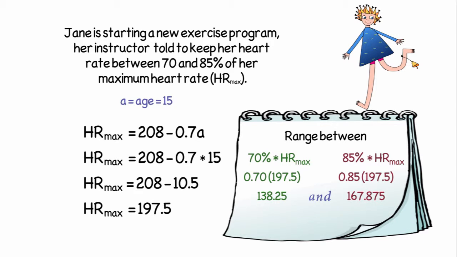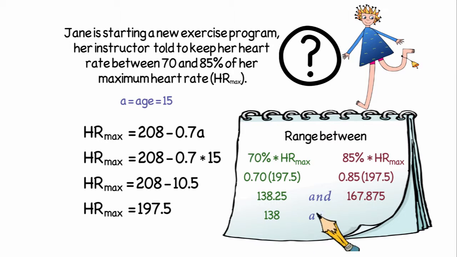Now we're almost done with the problem. We need to think about how we want to present our answer. It's hard to count a quarter of a heartbeat, so do you think we should express the answer in real numbers, or would whole numbers make more sense? Well, the heart rate is in beats per minute, so you could think about it in terms of a quarter of a heartbeat. But if you think a whole number would be better, then we should round our answer and tell Jane that when she's exercising, she should keep her heart rate between 138 and 168 beats per minute.